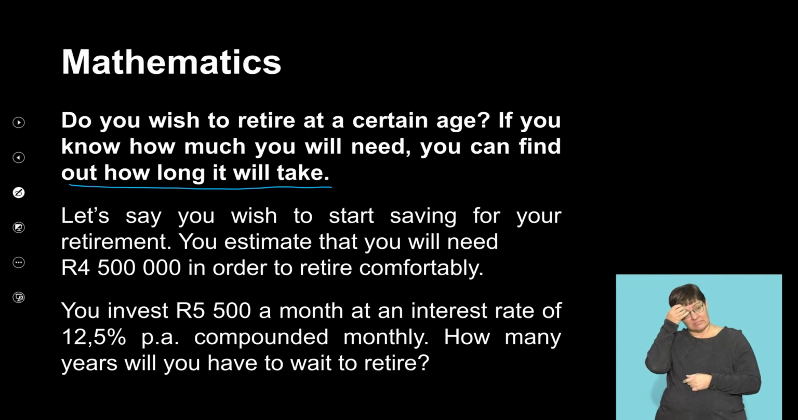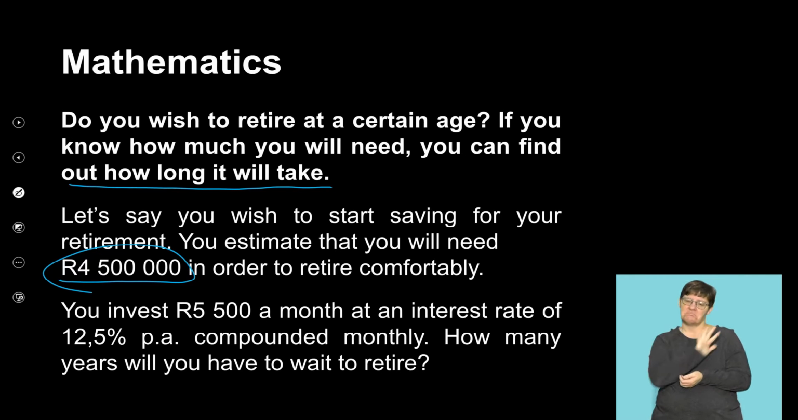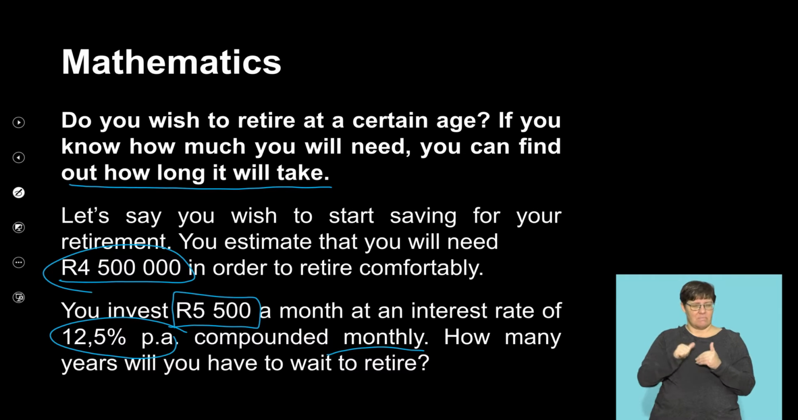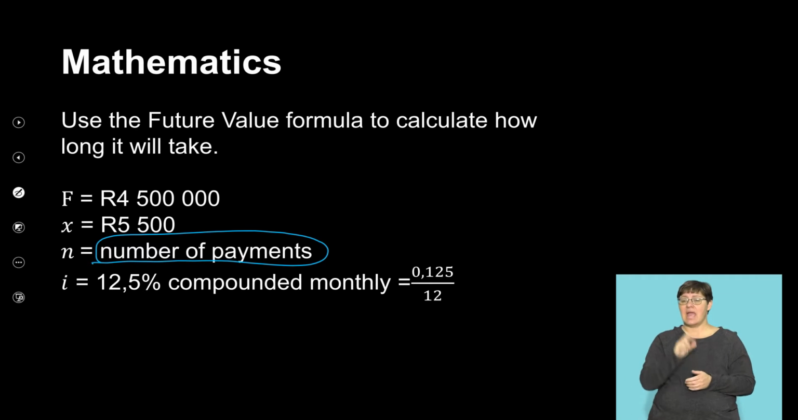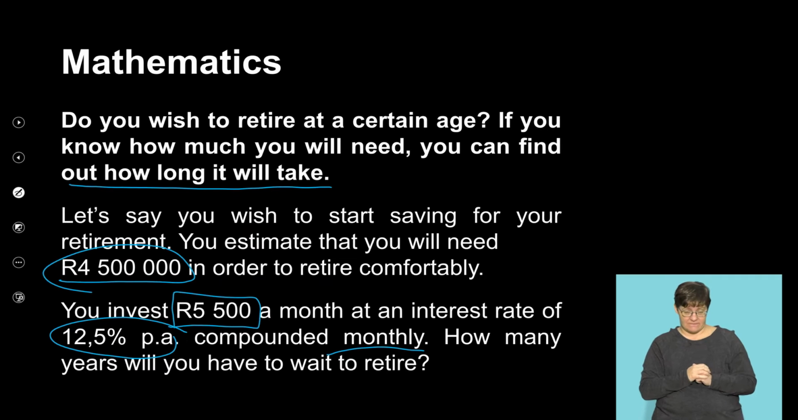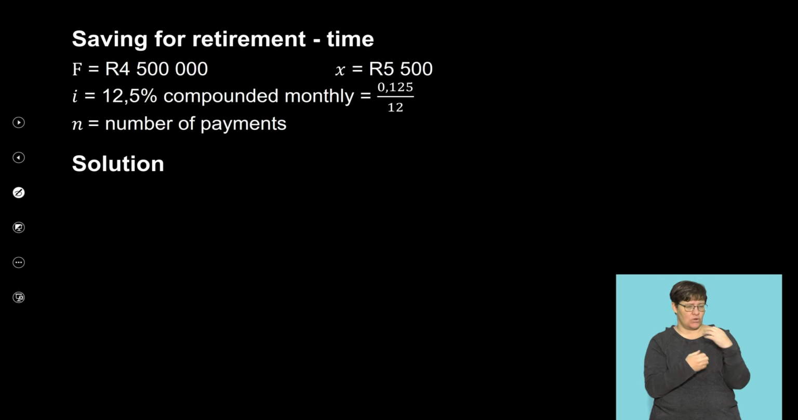Now, with this one, it says, let's say you wish to start saving for your retirement. You estimate that you will need 4,500,000 in order to retire, so that you don't stress yourself. You invest 5,500 a month at an interest rate of 12.5, still compounded monthly. How many years will you have to wait in order to retire? So the 4,500,000 is our future value. The X will be the 5,500, N will be the number of payments that I don't know as yet. And then the interest will be 12.5%. It says how many years, so we will need to divide by 12 at the end.